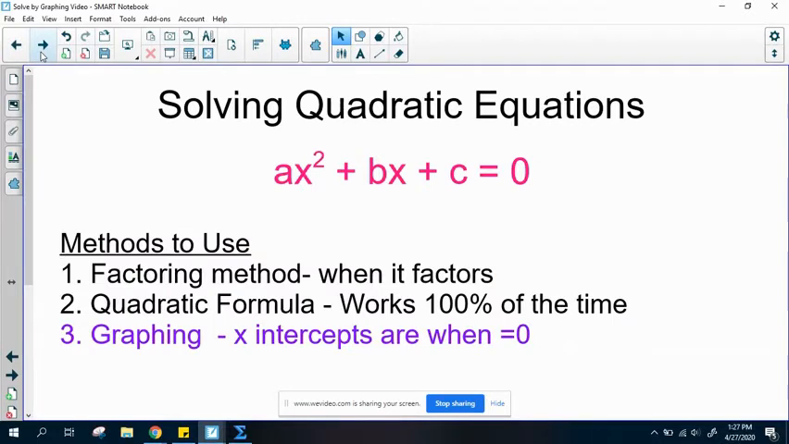So we've talked a little bit about different ways to solve them. The first way that you could solve a quadratic is factoring, so if you factored it and then used the zero product property. The second thing you could do is use the quadratic formula, and that works 100% of the time, although it does take a little bit longer. The third thing that you could do is graph it, and then your answers are the x-intercepts where it crosses the x-axis, because that's when the y value would actually be 0. So that's what we're going to talk about today.